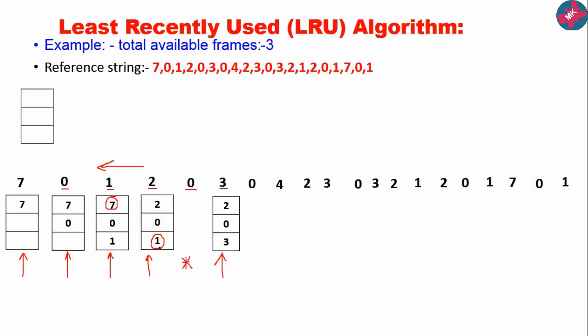Now again, consider the next page number 0. Here again, it is present in the main memory, so we will write a page hit here. Consider the next page number 4. Now again I will go backwards here. 0 was recently used, then afterwards 3 was recently used. So 2 is the page which was least recently used, so 2 will be replaced by 4. Now again consider the next page number 2.